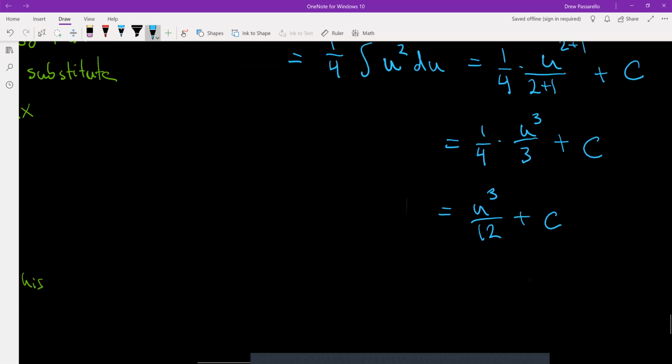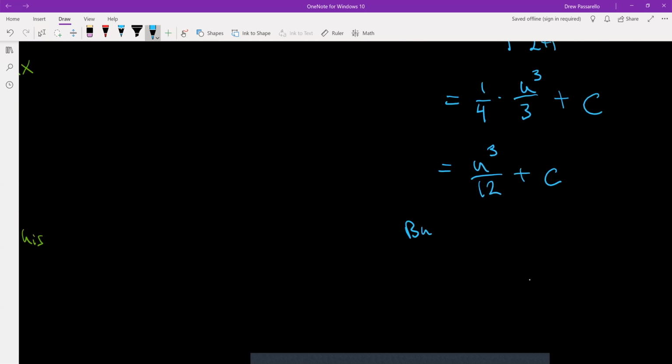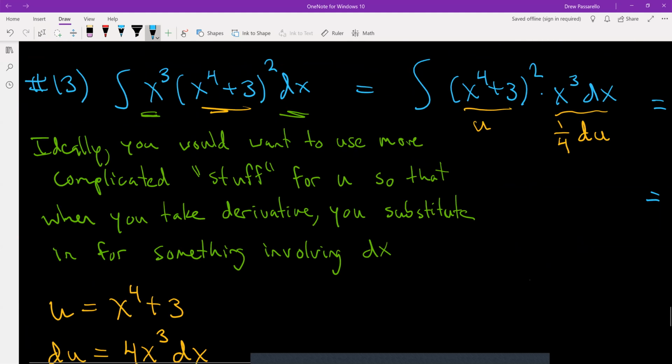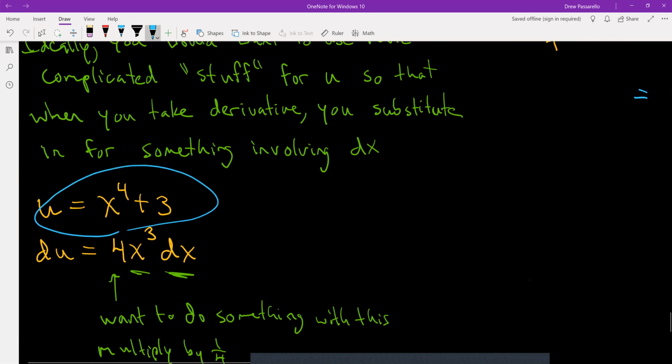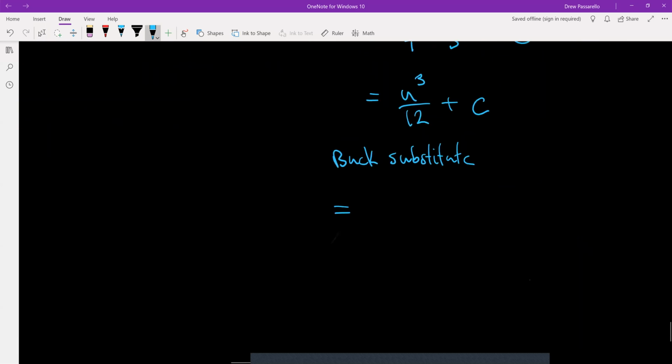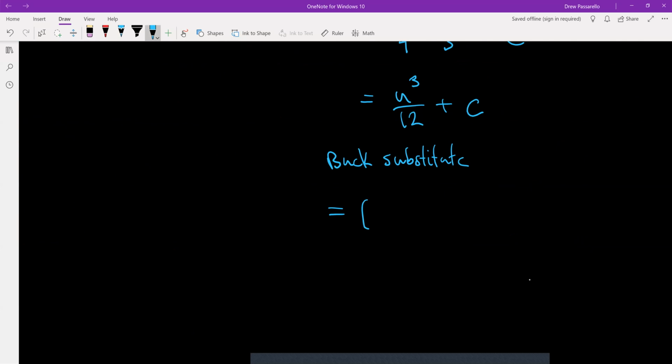And then I just back substitute what u was. We had u was that whole thing, x to the 4th plus 3. So we're going to put parentheses and then x to the 4th plus 3, all of that to the 3rd power. And then this is divided by 12 and then plus c. And that's going to be the answer.